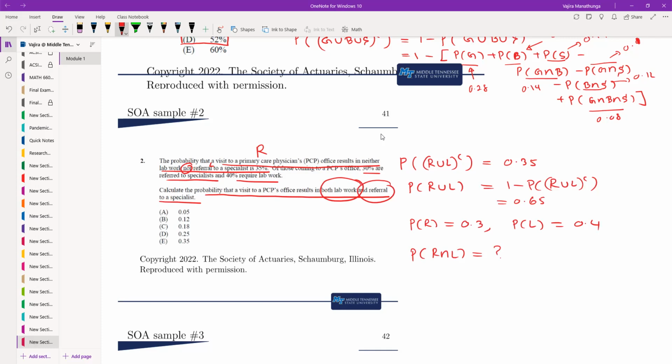Of course, if you use the addition rule, this is an easy problem. If I apply the addition rule to R union L, you would get probability R plus probability L minus probability R intersection L. Now this side, you know, is 0.65. This is 0.3, this is 0.4, and this is what you want to find. If you solve this, the answer should be 0.05.